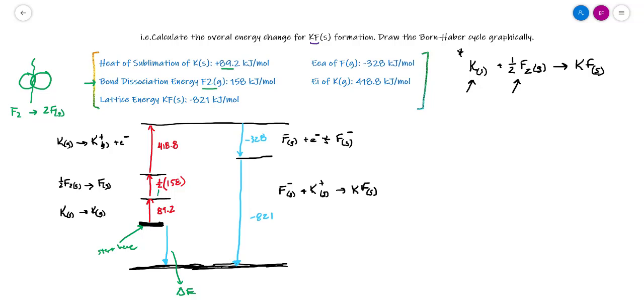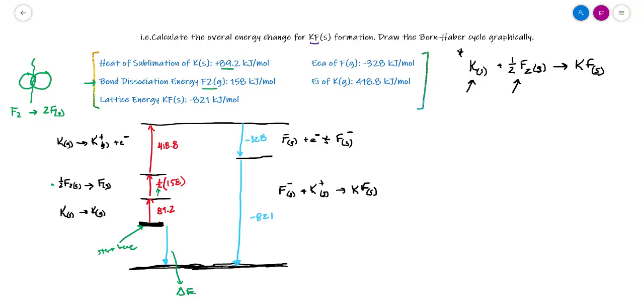So I'm going to put this little half here because I'm only accounting for half of a fluorine molecule in my reaction here. So that's a half. That's a really important thing. This comes up almost every time we do a Born Haber cycle, but it's also the place that can be kind of tricky if you forget. This is almost always going to be true.